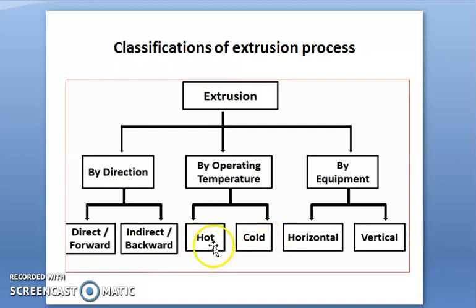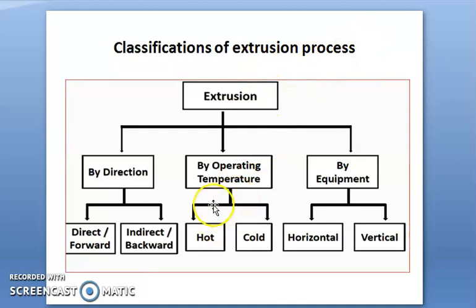We already discussed hot working metal forming. It takes place at a working temperature above the recrystallization temperature, which we call the hot working temperature. If the metal working takes place below the recrystallization temperature or at room temperature, we call it the cold metal working process. By equipment, we have the horizontal extrusion process and the vertical extrusion process. This is all about the classifications of extrusion process.